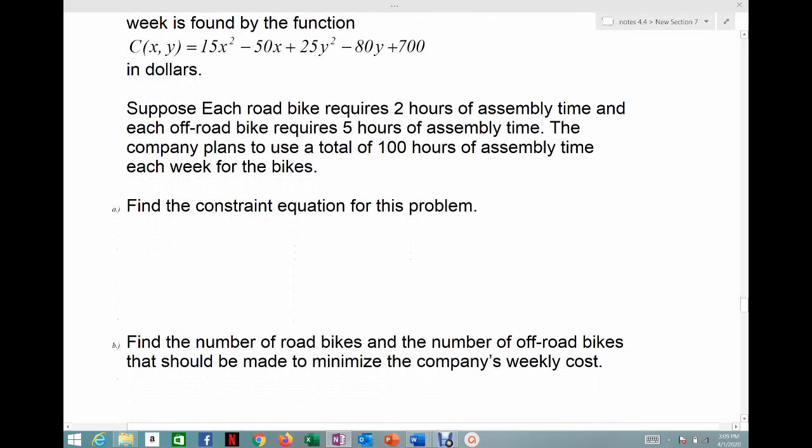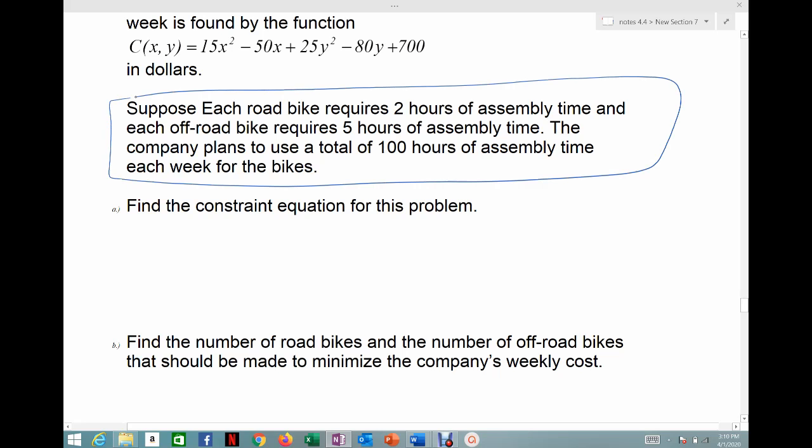Suppose each road bike requires 2 hours to assemble. Each off-road requires 5 hours to assemble. They have a total of 100 hours to assemble the bikes. So again, this part gives me my constraint equation. I'm limited by time. I don't have an infinite amount of time. I have 100 hours a week to assemble my bikes.